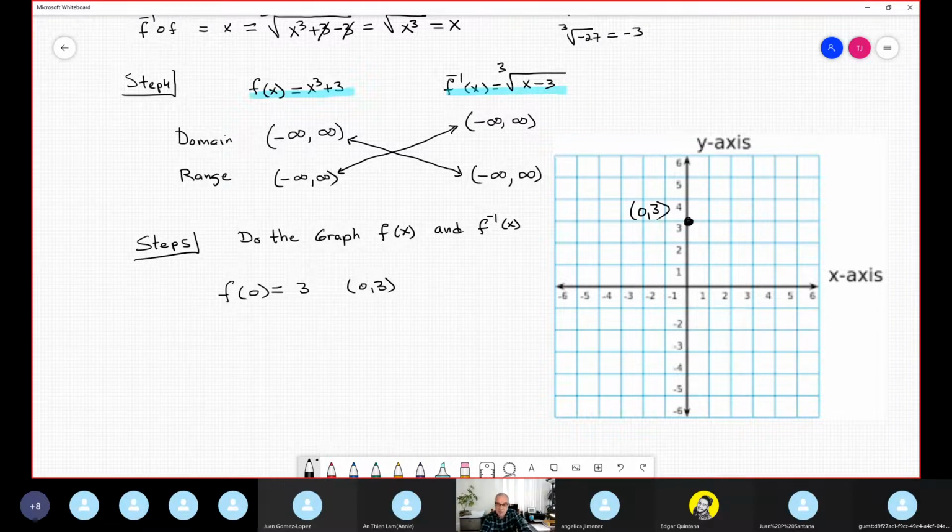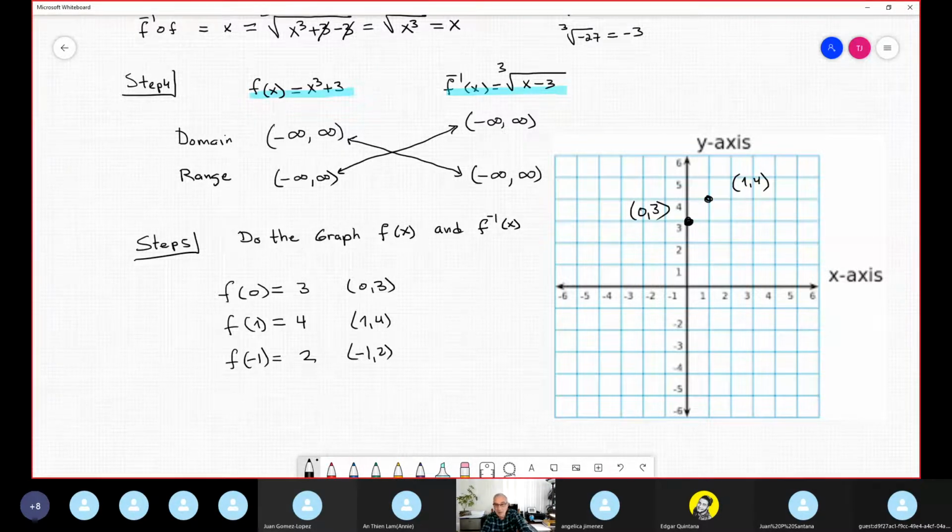Suppose that you select 2 arbitrary values, and 1 is 1. When you evaluate at 1, the original function is 4 because 1 cubic is 1 plus 3 is 4. The point is 1,4. 1,4 here. And why not negative 1? Because it is arbitrary, and I like 1 and negative 1 because it's easy, no? Negative 1 cubic is negative 1, and negative 1 plus 3 is 2. The point is negative 1, 2, and this is expected here.